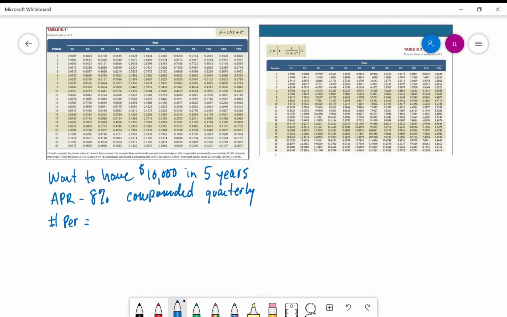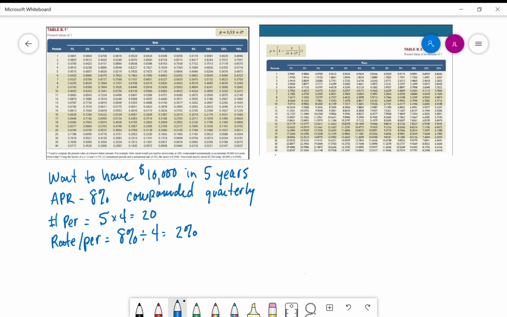Well, our number of periods, remember, is equal to the number of years we have multiplied by how many times we're compounding per year. So in this case, if we're compounding 4 times per year, our number of periods is 20. Our rate per period is equal to our APR, which is 8%, divided by how many times we are compounding per year. Compounding quarterly is 4 times, so 8% divided by 4 is equal to 2%.